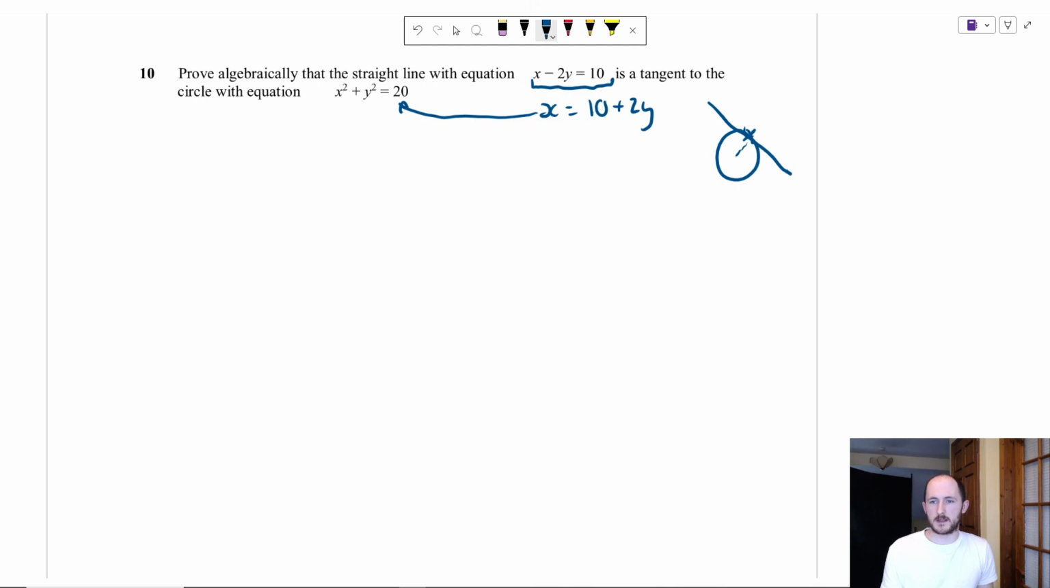Anyway, so if we solve this, I'm going to sub it in. We get 10 plus 2y squared plus y squared equals 20.